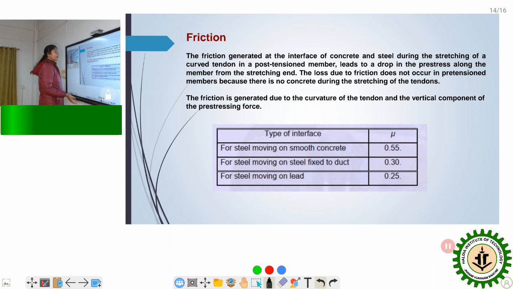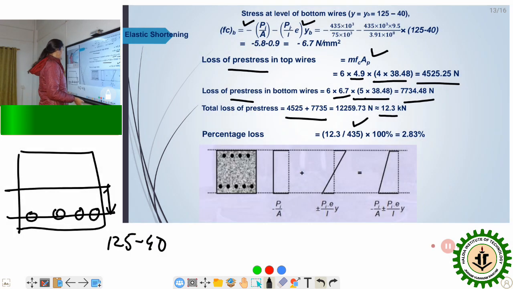Here there is another thing I would like to discuss. We have already had the percentage loss. If we didn't have friction loss or anchorage slip loss, then what would P0 be? We can calculate P0 from here. We already have 12.3 as the loss in prestress. We know the initial prestress, that is 435. So P0 will be 435 minus 12.3.